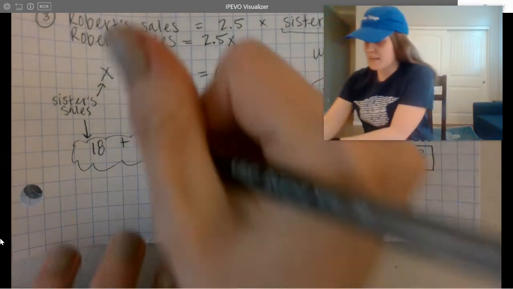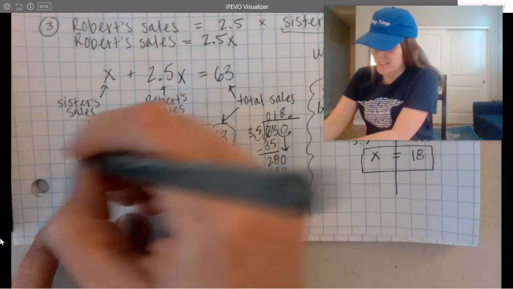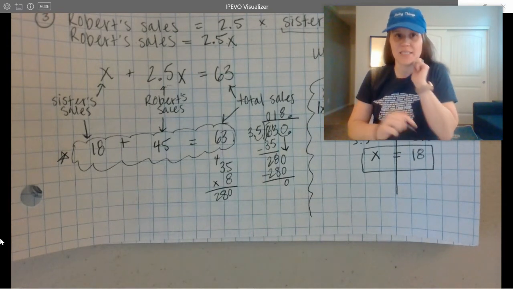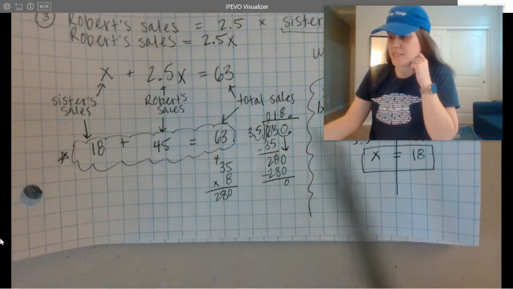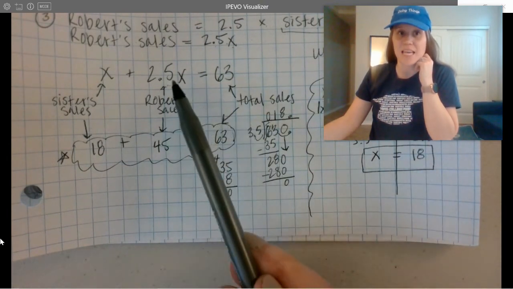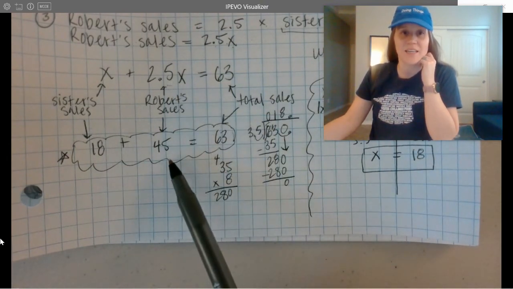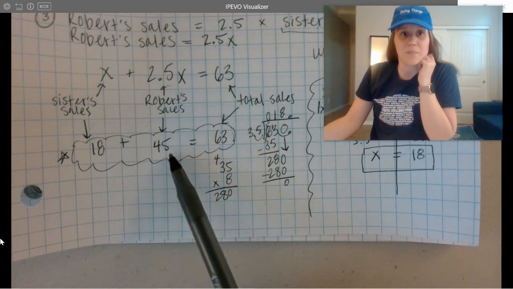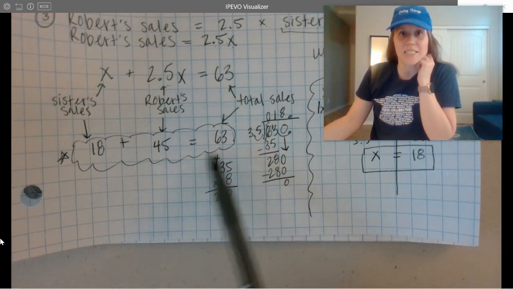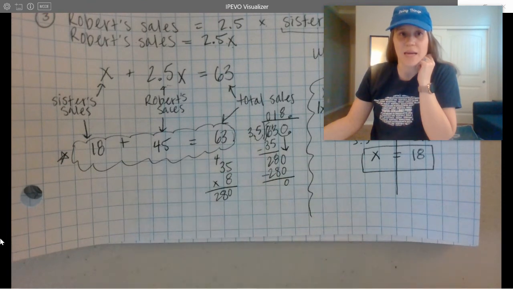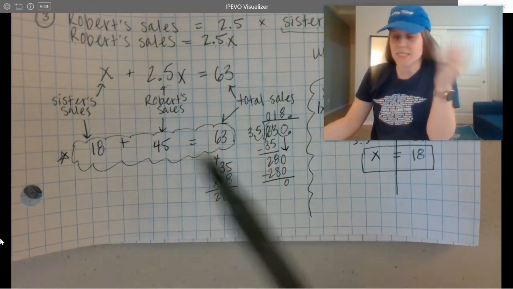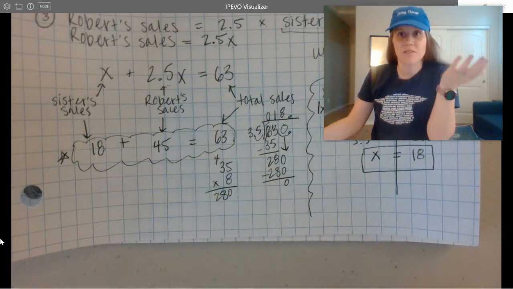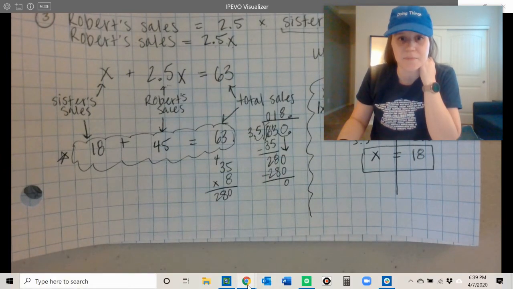All right, you should have got 45. If you got it, can you put a star next to this equation? Awesome. You could get it in 2 ways. You could either take 2.5 times what we know X is, 18. 2.5 times 18, you'll get 45 if you did that correctly. You could also use what you know about addition and subtraction. 18 plus blank equals 63. You could do 63, take away 18, and get 45. Awesome, I'm ready to look at answer choices because I know that sister's sales were $18, Robert's sales were $45, and their total was 63. So I'm ready to start thinking about some answer choices here.